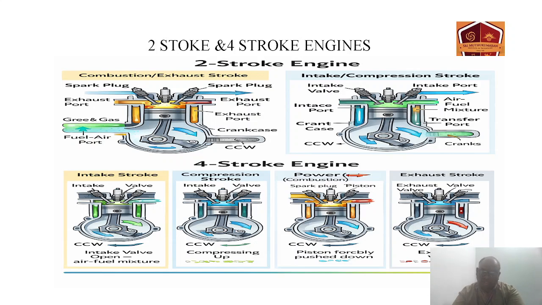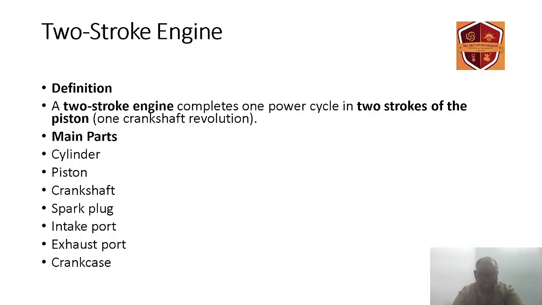But in four-stroke engines, there is a power stroke for every two revolutions of the crank. That is, the suction stroke, compression stroke, power stroke and exhaust stroke complete after two revolutions of the crank. The parts also differ. Two-stroke engines have an inlet port, exhaust port and transfer port. But four-stroke engines have an inlet valve and exhaust valve. That is the main difference.